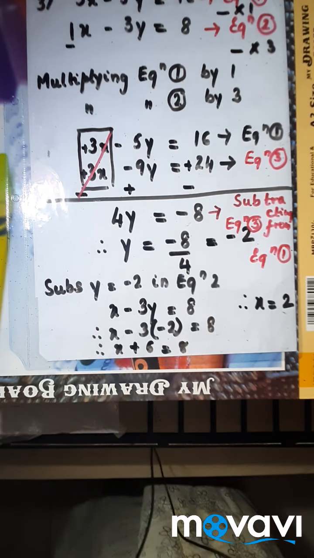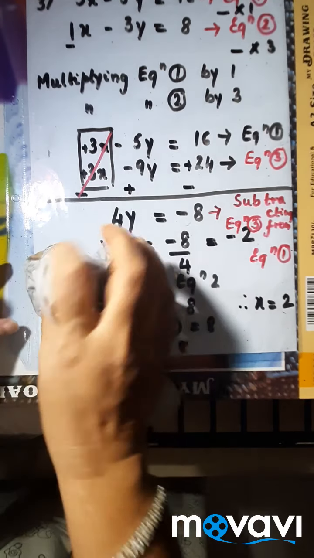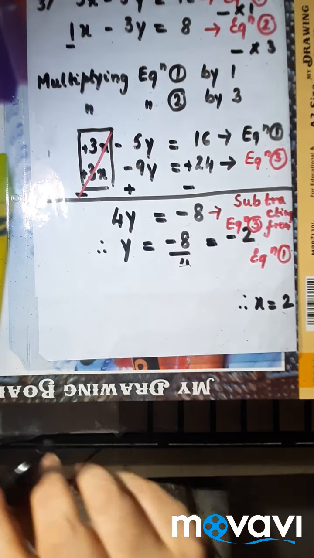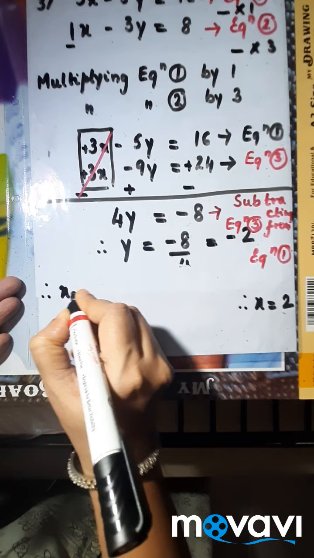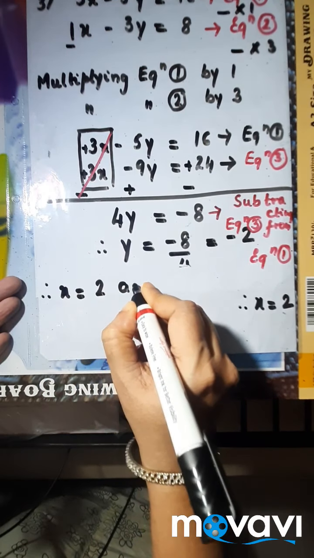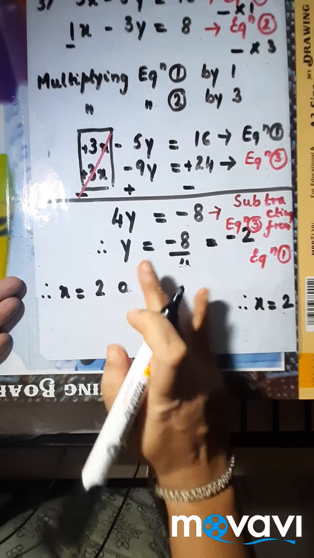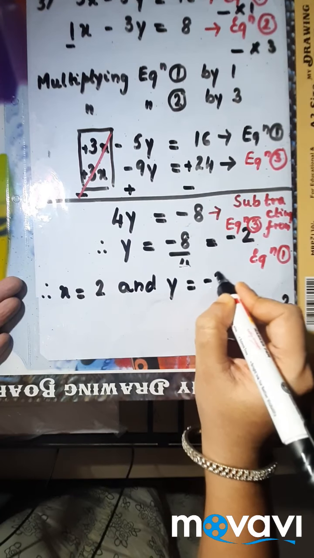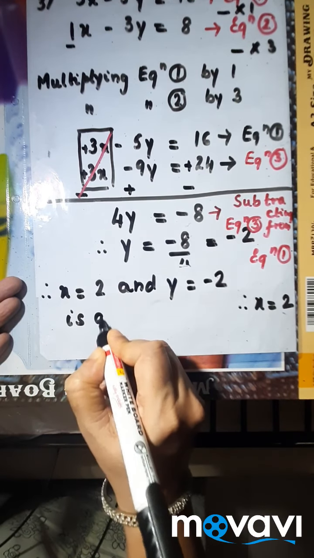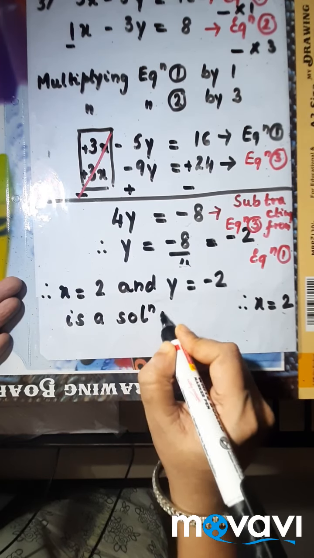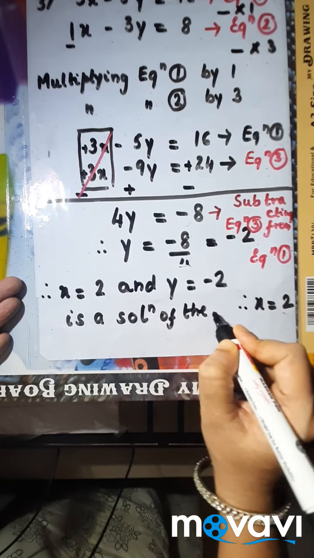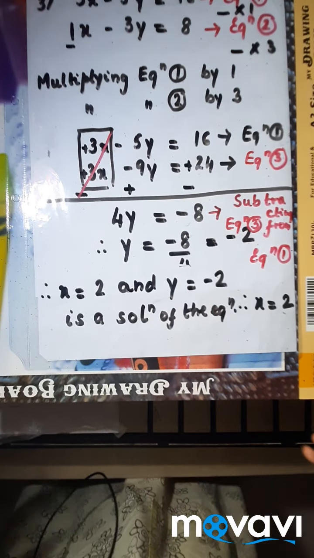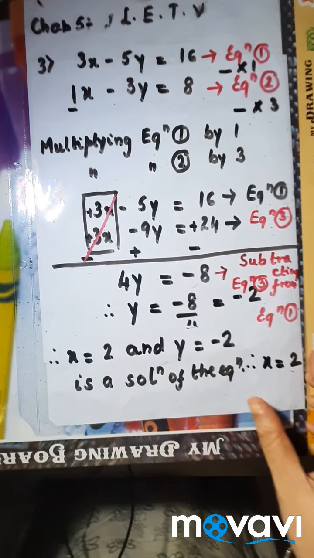Right, so now at the end we have to write this. I'm rubbing this because I want some space. Therefore, x equal to 2 and y equal to minus 2 is a solution of the equation. Is this clear? Is this very clear, boys? Okay, students, is this very clear?